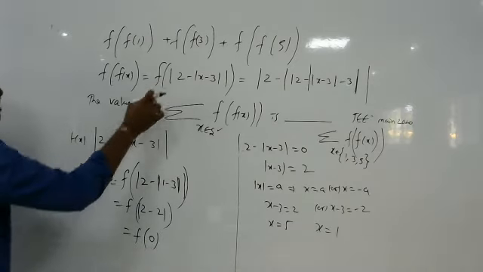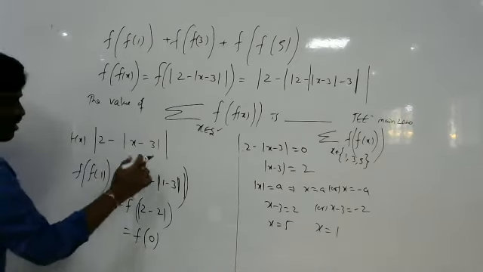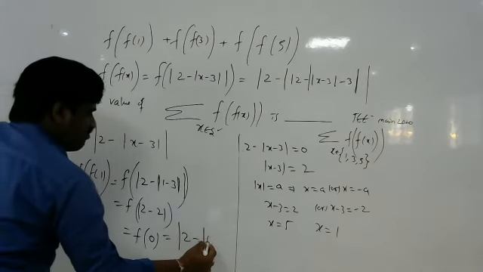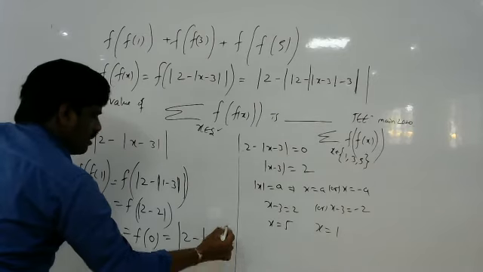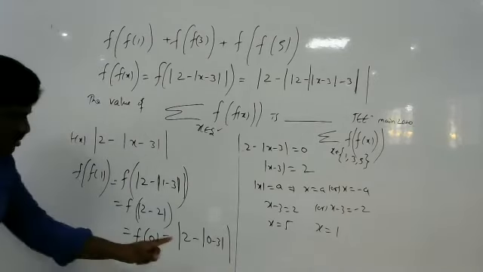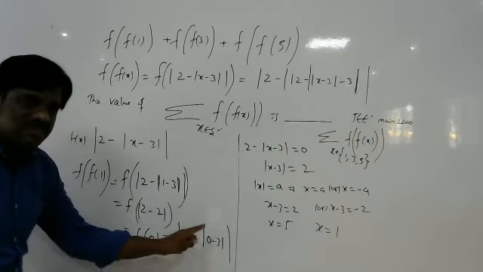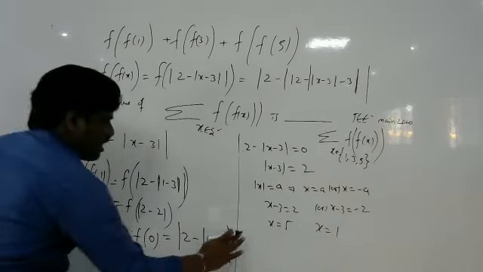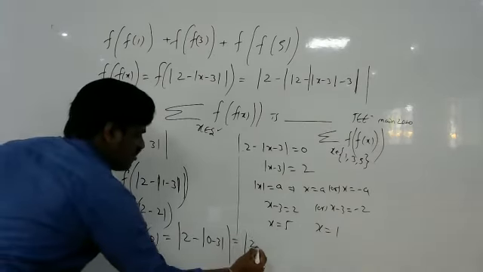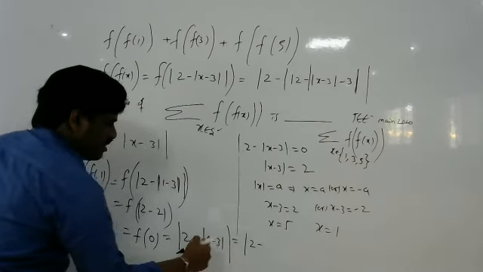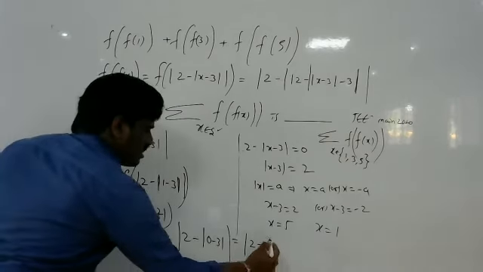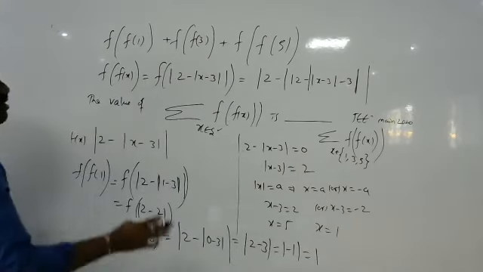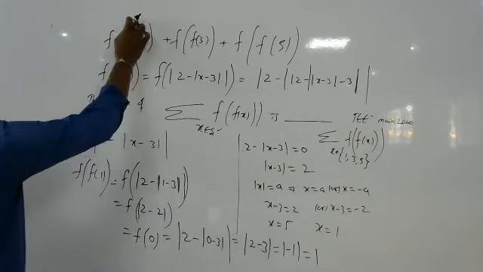f of 0 means I have to substitute 0 again here. If I substitute, what do I get? 2 minus mod of 0 minus 3, you get mod of minus 3, which is plus 3. 2 minus 3 I will get. So here I get modulus of 2 minus 3, that is minus 1, modulus of minus 1 is 1. So the first answer is 1.